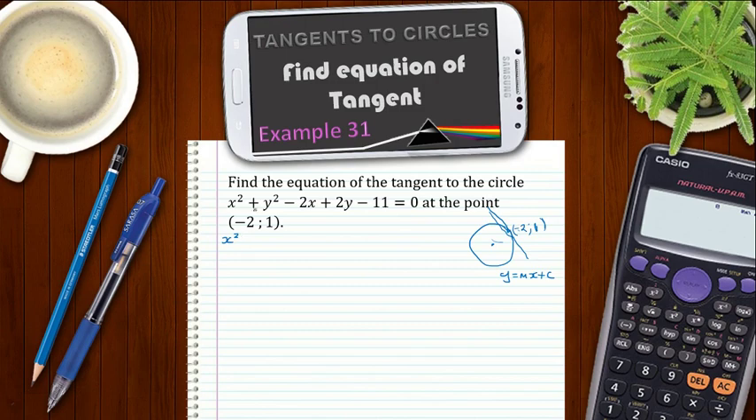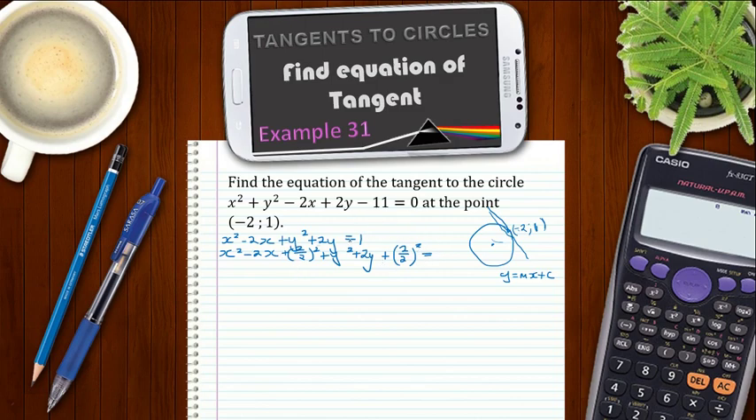I'm just going to rearrange this: x squared minus 2x plus y squared plus 2y equals 11. Then we're going to complete the square on that, and by this time you should be comfortable with completing the square. If you're not, definitely go and revise that. So we add the coefficient of x over 2 squared, plus y squared plus 2y, add the coefficient of y, that's 2 over 2 squared. So on this side we added 1, and on that side we also added 1, because 2 over 2 is 1, and 1 squared is just 1.